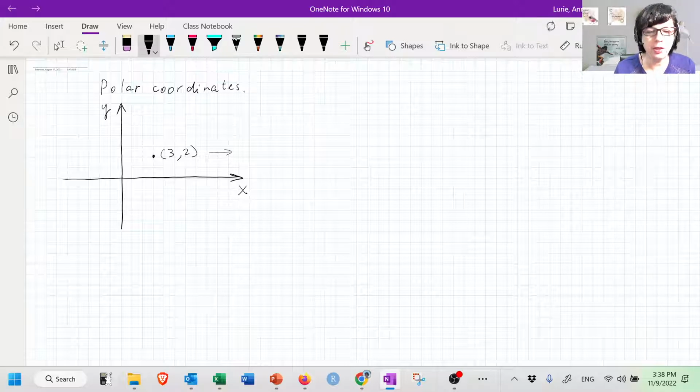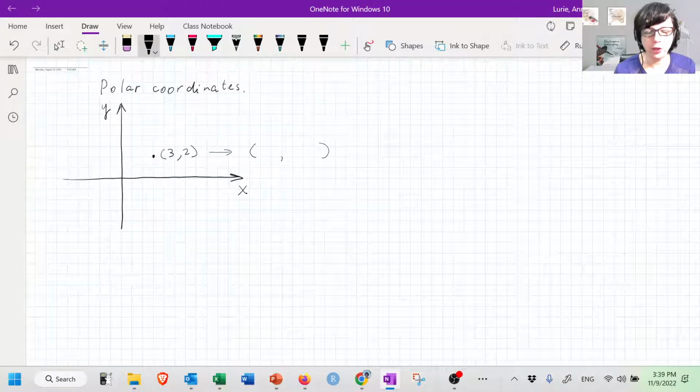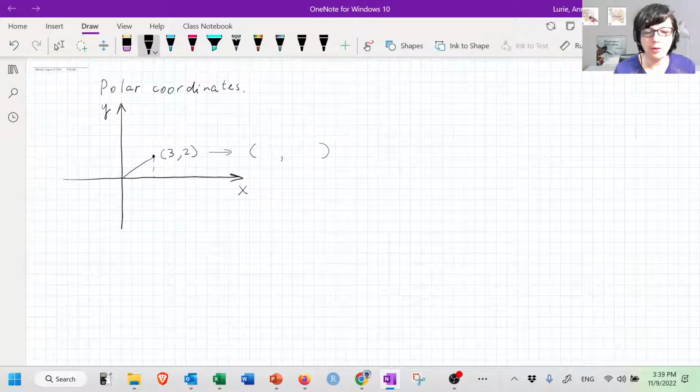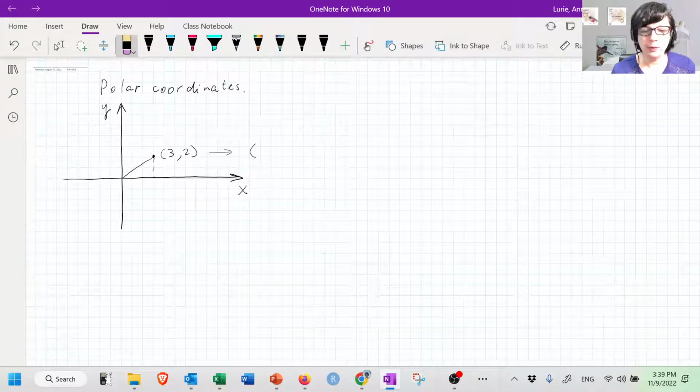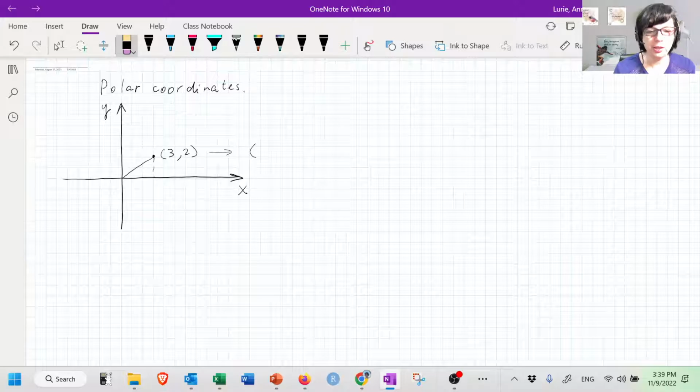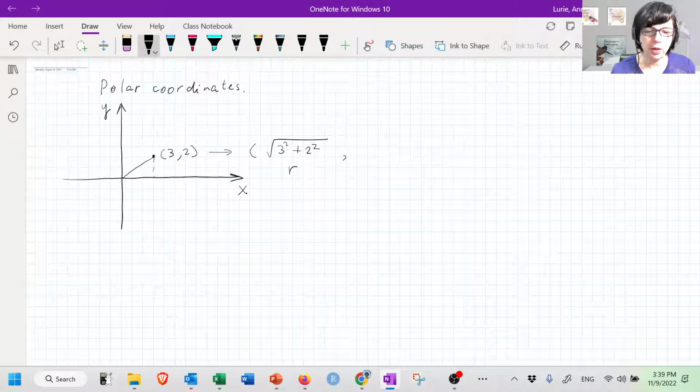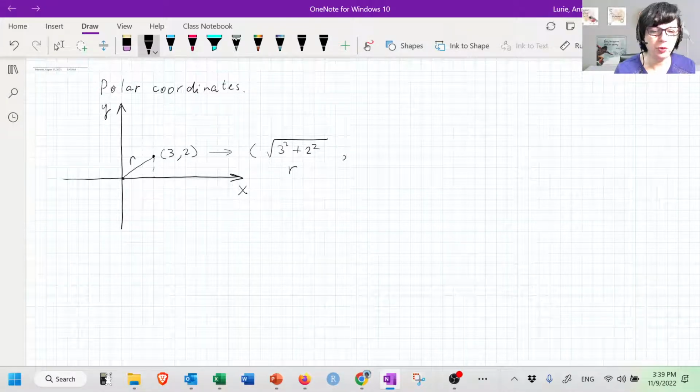What are the coordinates going to be? It will also be two numbers, and we need to figure out what they are. By definition, the first number is the distance from the point to the origin. So basically, what would be the diagonal of this triangle? By the Pythagorean theorem, the diagonal would be the square of one side plus the square of the other side, and then we take the square root. So this would be the square root of 3 squared plus 2 squared. This is called r. So r is the distance from the point to the origin.